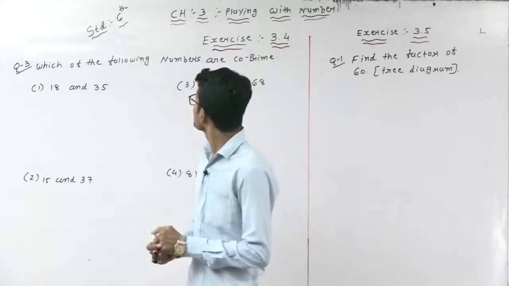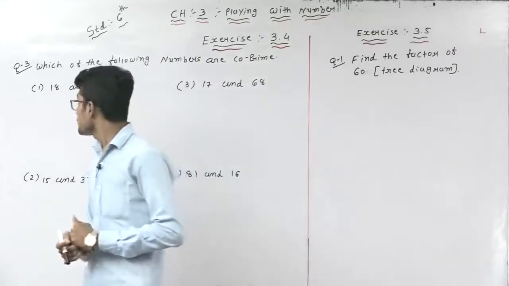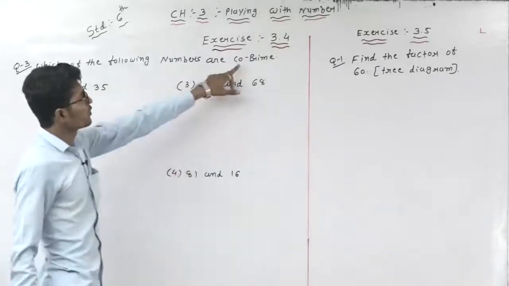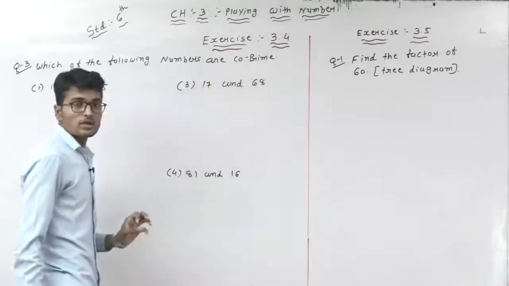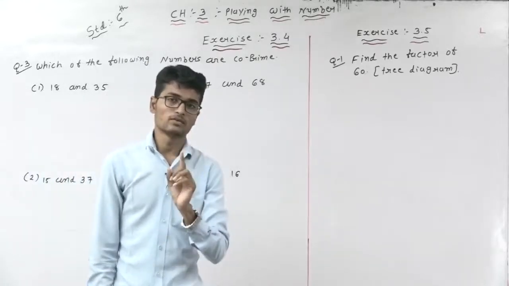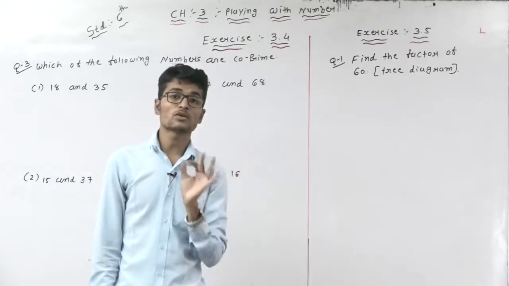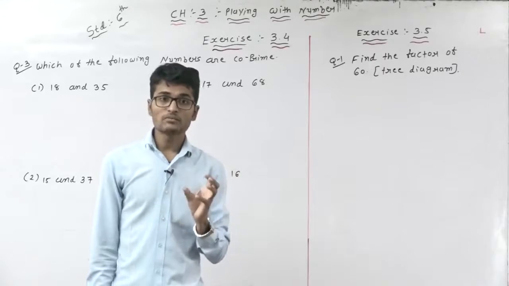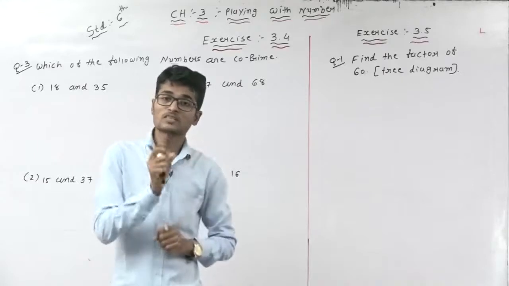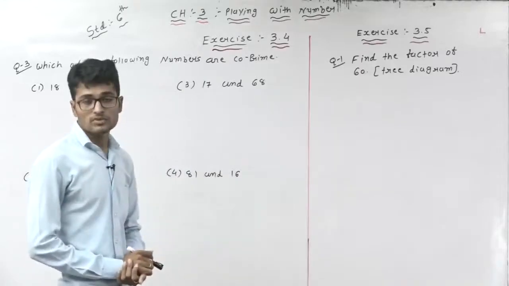Chapter number 3 is continuous for standard 6 and exercise 3.4. In exercise 3.4, which of the following numbers are co-prime? So here we are using the one word co-prime. So what is co-prime? So dear students, co-prime means if for any numbers the common factor is only one, it means these numbers are co-prime numbers. If you find the factors of any two numbers and the common factor is only 1, then these two numbers are co-prime numbers. Understand? So now we'll solve our first question.